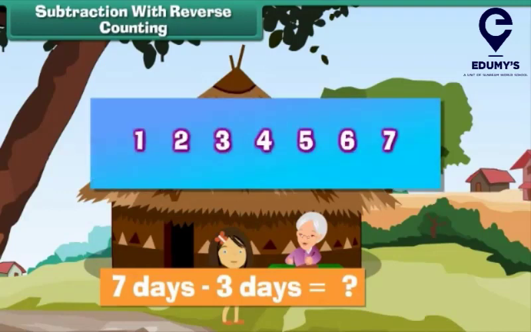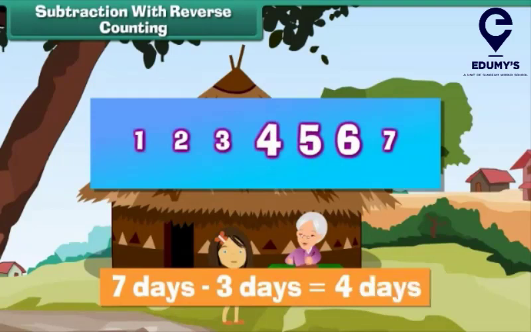Move backwards from 7 and count 3 numbers because Sanya has already spent 3 days in the village. 6, 5, 4. She can spend 4 more days with her grandmother.